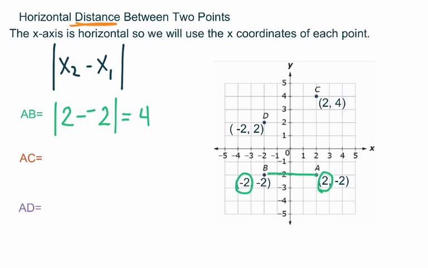The next one, we're going to go AC. From A to C, we're still doing horizontal distance, so we're still going to use those x-coordinates. The absolute value of 2 minus 2 is 0, which makes sense because they're directly above each other.